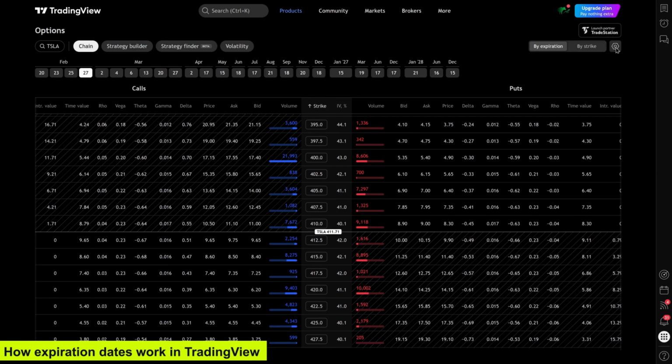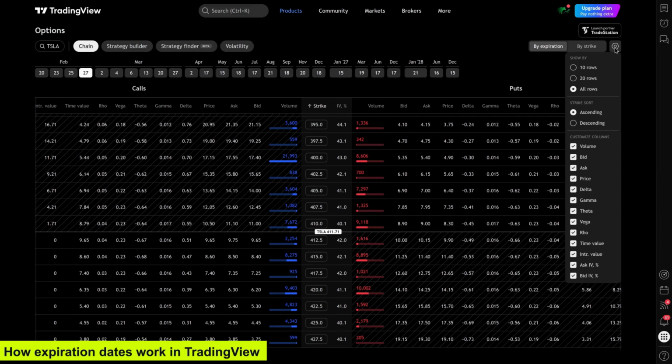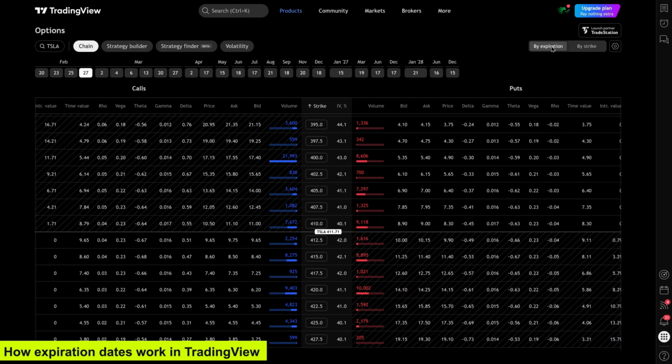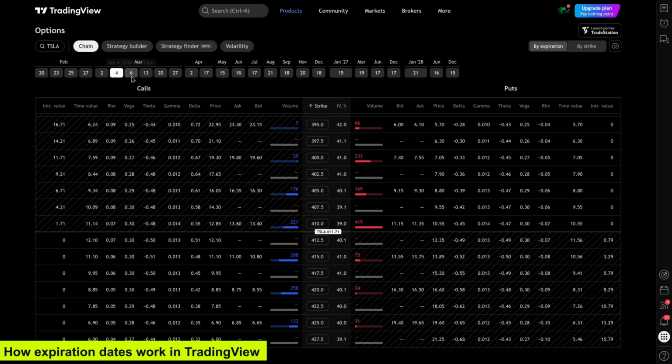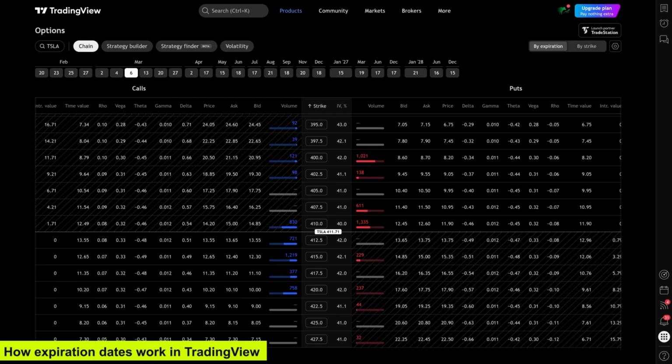Longer-dated contracts cost more because they give the stock more time to move. As expiration approaches, time decay speeds up significantly. That is why timing matters just as much as direction. Before choosing an expiration date, always ask yourself how long the setup realistically needs to develop.